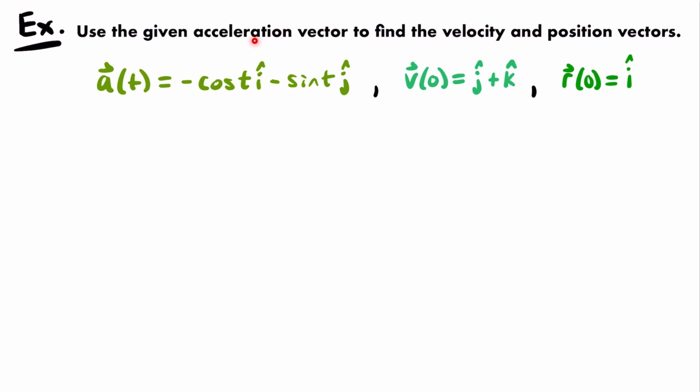All right, and so here's our example. We want to use the given acceleration vector to find the velocity and position vectors. And our given acceleration vector, a of t, is equal to negative cosine t i minus sine t j.